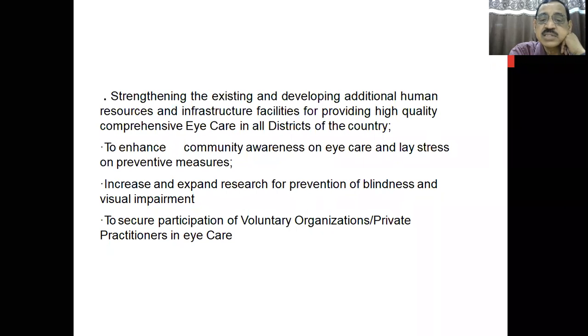So again, to enhance the community awareness on eye care and lay stress on preventive measures. So even now, we see the patient has got a strabismus. There are people who think it is a lucky sign for them. So they don't understand this strabismus can be of serious nature. Maybe in children with a retinoblastoma, they may present with strabismus. So they will have to increase the community awareness on eye care and also the problems of the eye and lay stress on preventive measures.